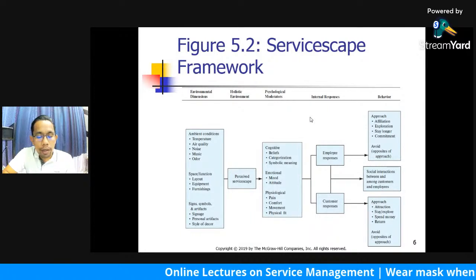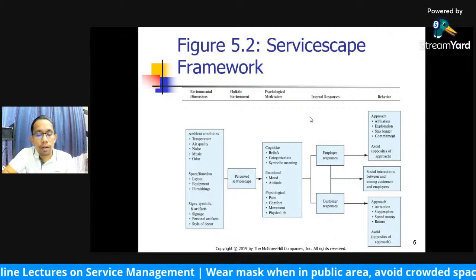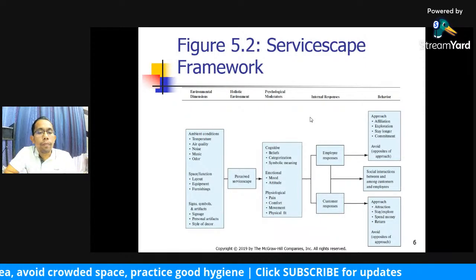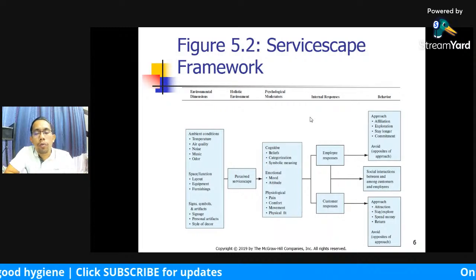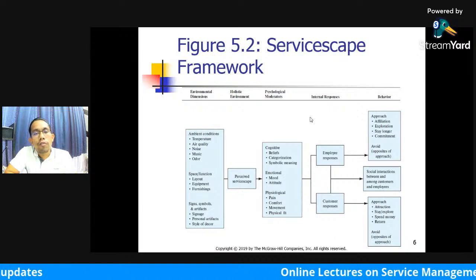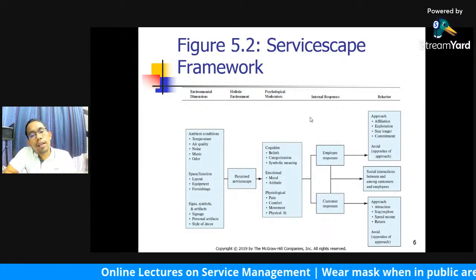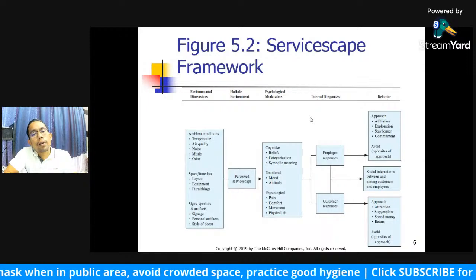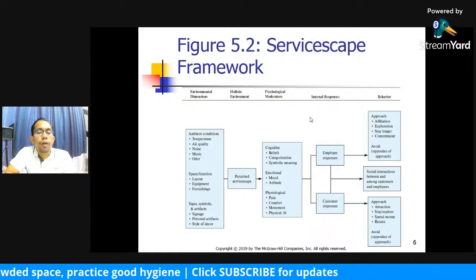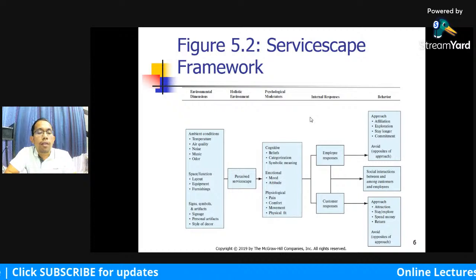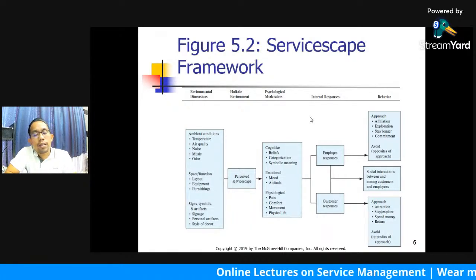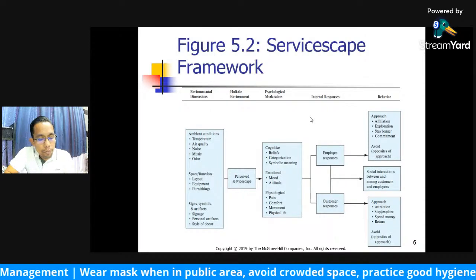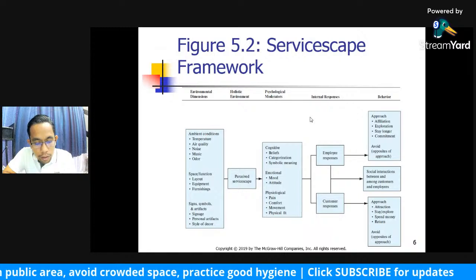This was actually designed by Bitner. Bitner designed this diagram to show the important parts when you want to design a service. In the framework, Bitner states that there are three things the provider should take into big consideration. First, the space, and also the time. These three things, Bitner says, are very important.